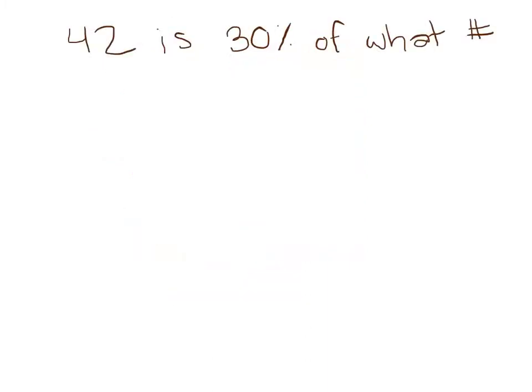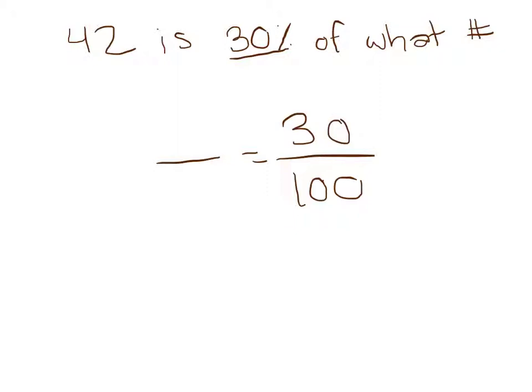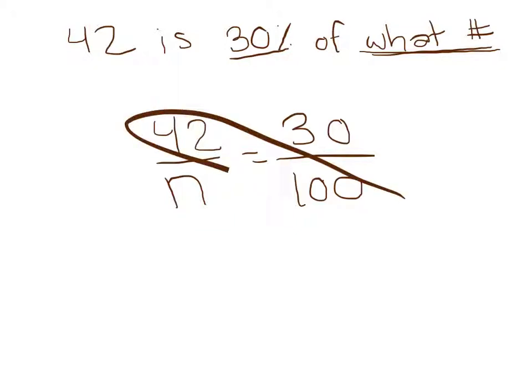All right, and on to the last section of our notes. We have: 42 is 30% of what number? So again, I'm given the percent. So 30 would go right here. And it says 42 is 30% of what number? Now in this situation, I don't have any number following of. So that tells me that n should be there. And 42 is the part because 42 is part of this larger number.